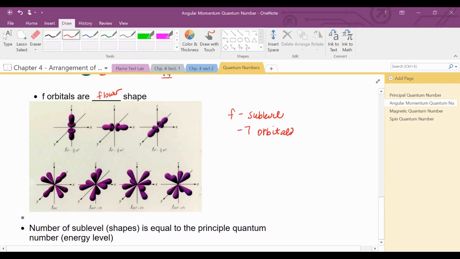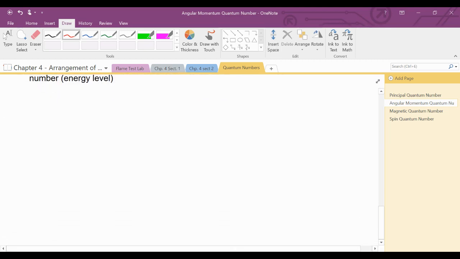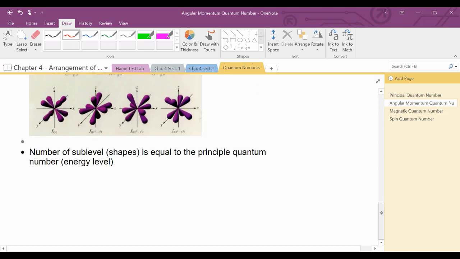Right. So it's really important when we're discussing quantum numbers that you're looking for patterns. The pattern that we hopefully see here is that the number of orbitals within a sublevel increases by an odd number, starting with 1. Now, not only do we want to look for patterns, but we also want to look for relationships. The number of sublevels is equal to the principal quantum number, which we talked about in the last video, which is the energy level.